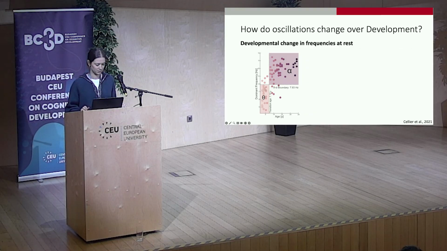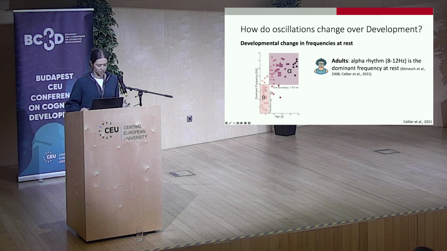Now, of course, as developmental researchers, we would like to know how this oscillatory landscape develops. And that's where a really interesting study by Cellier and colleagues from 2021 comes into play. The authors investigated the dominant frequency, so the one that's most pronounced, in participants from early childhood into adulthood. And you can see the results here. We have age on the x-axis and the dominant frequency on the y-axis, and you can see this progression with age into higher frequencies.